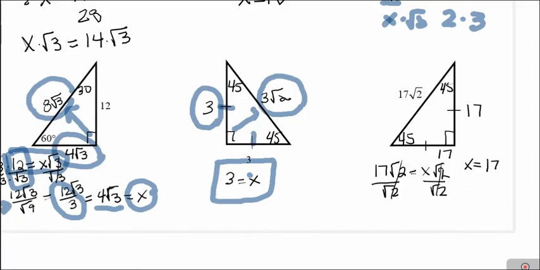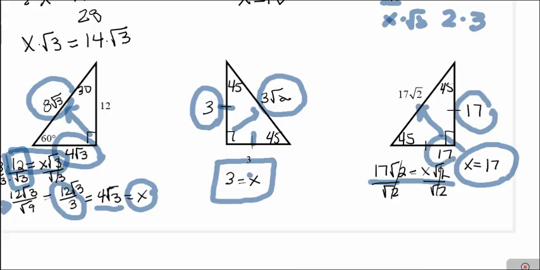Now this last example is also a 45-45-90. I'm given the side across from the 90, which I know is equal to x root 2. So here was my initial equation. To solve for x, I divided both sides by the square root of 2, which canceled out to give me that x is equal to 17. So 17 are my two missing sides.